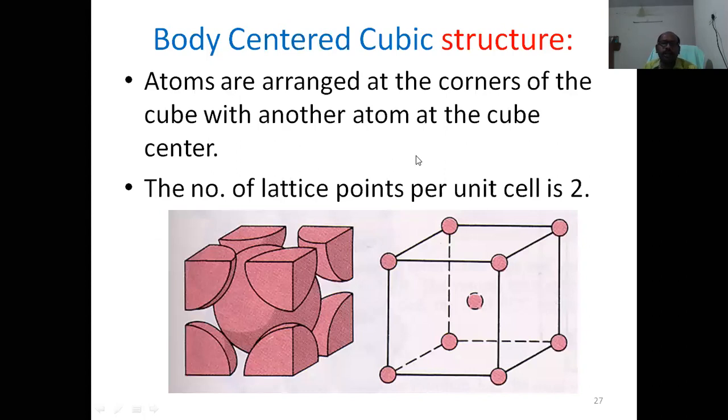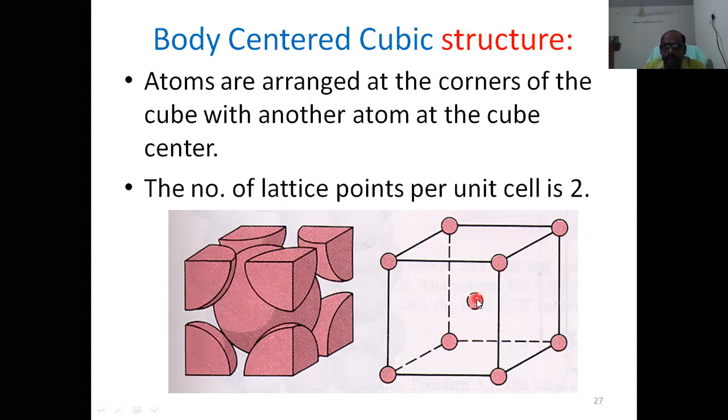Now, the body centered cubic structure. Here the Bravais lattice is shown. In addition to the lattice points at the corners, one lattice point is present at the body center, at the center of the cube. That means it is the point of intersection of the body diagonals. So this one is the body centered point.